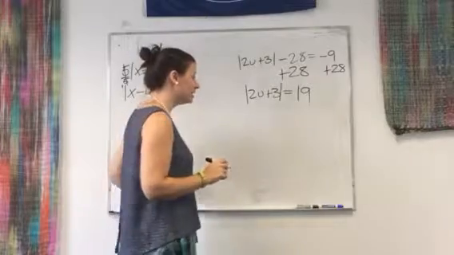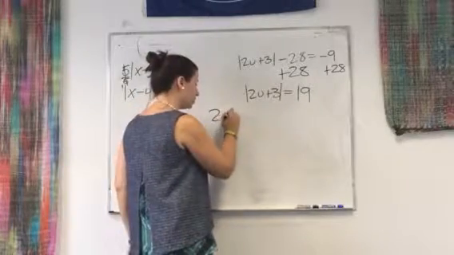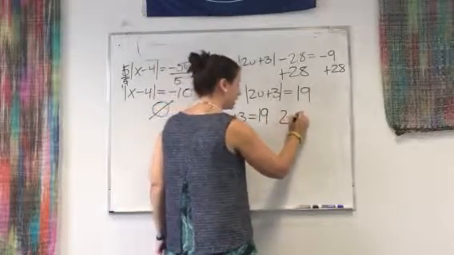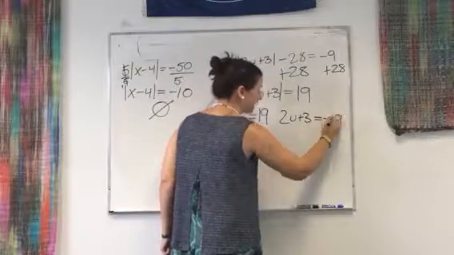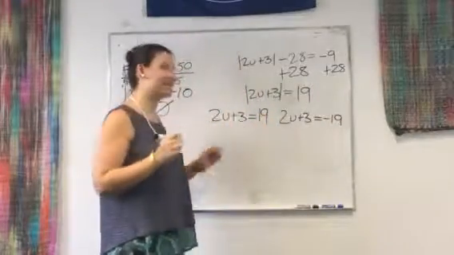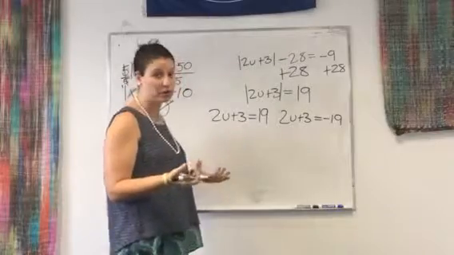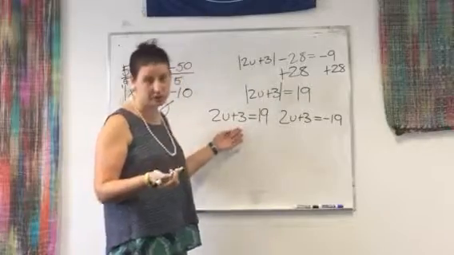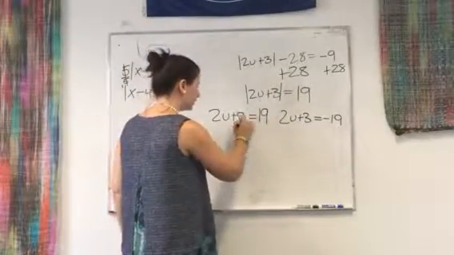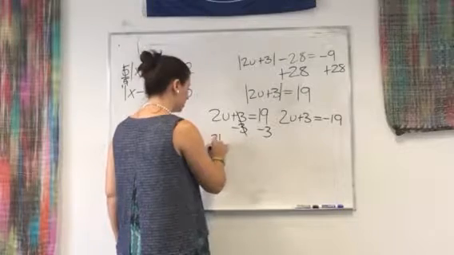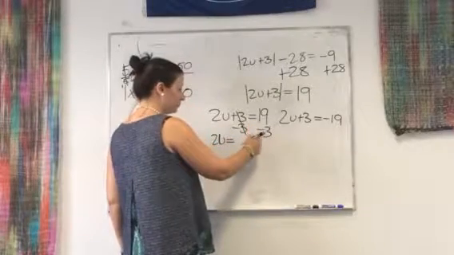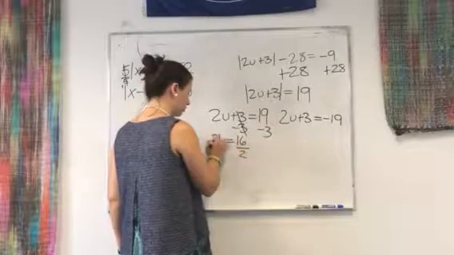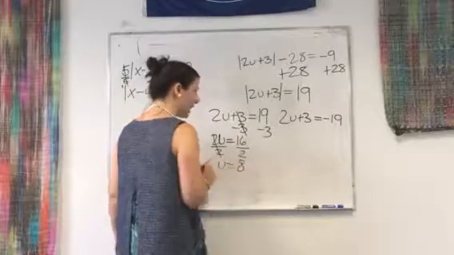We can solve this. So remember, we write down what's inside the absolute value. We set it equal to the positive, and we set it equal to the negative of the other side, of the 19 in this case. And then you solve both versions. So on this one, it's a plus 3, so we subtract the 3 to the other side. We get 2u is equal to 19 minus 3 is 16. Divide by 2. So u is equal to 8.